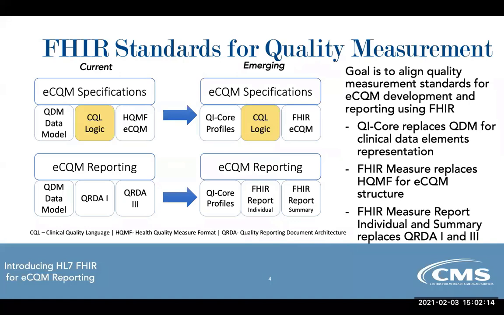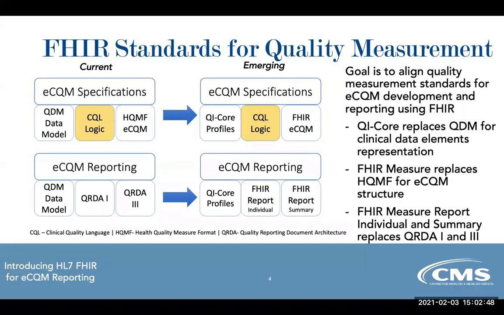Here we have a representation of the changes to the components of eCQM specifications with the move to FHIR. In the top left, you can see that the current specifications contain the quality data model, the clinical quality language for logic, and the health quality measure format. With the move to FHIR, QI-Core replaces quality data model for the clinical data. FHIR measures replace the health quality measure format for the eCQM structure, and the CQL logic would remain the same.